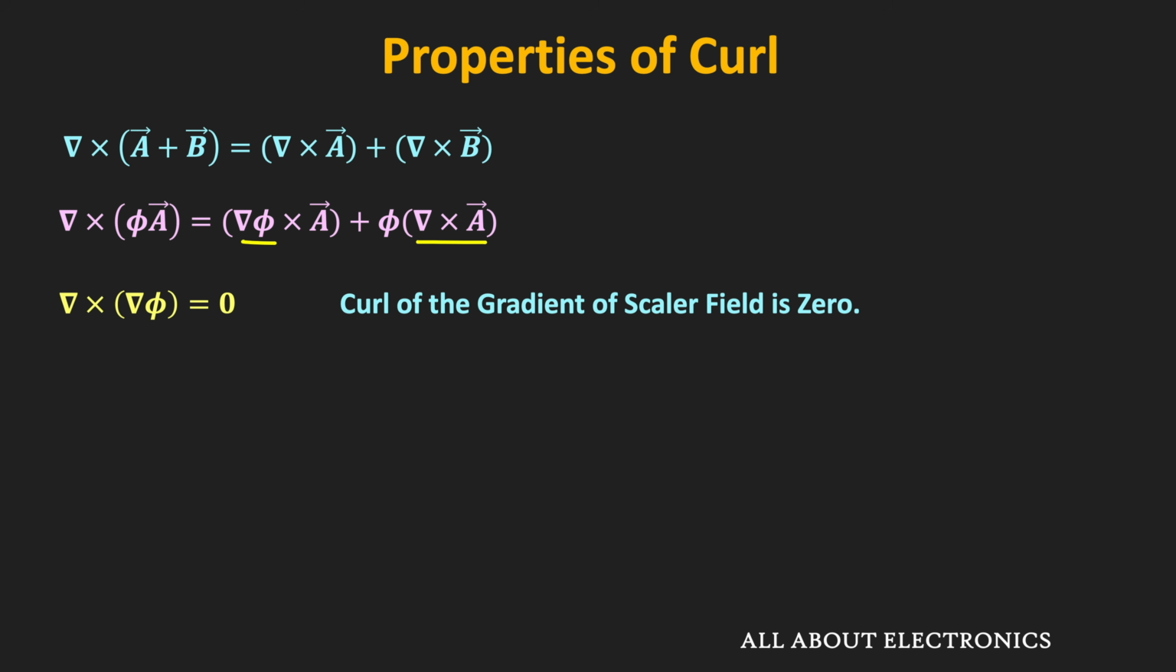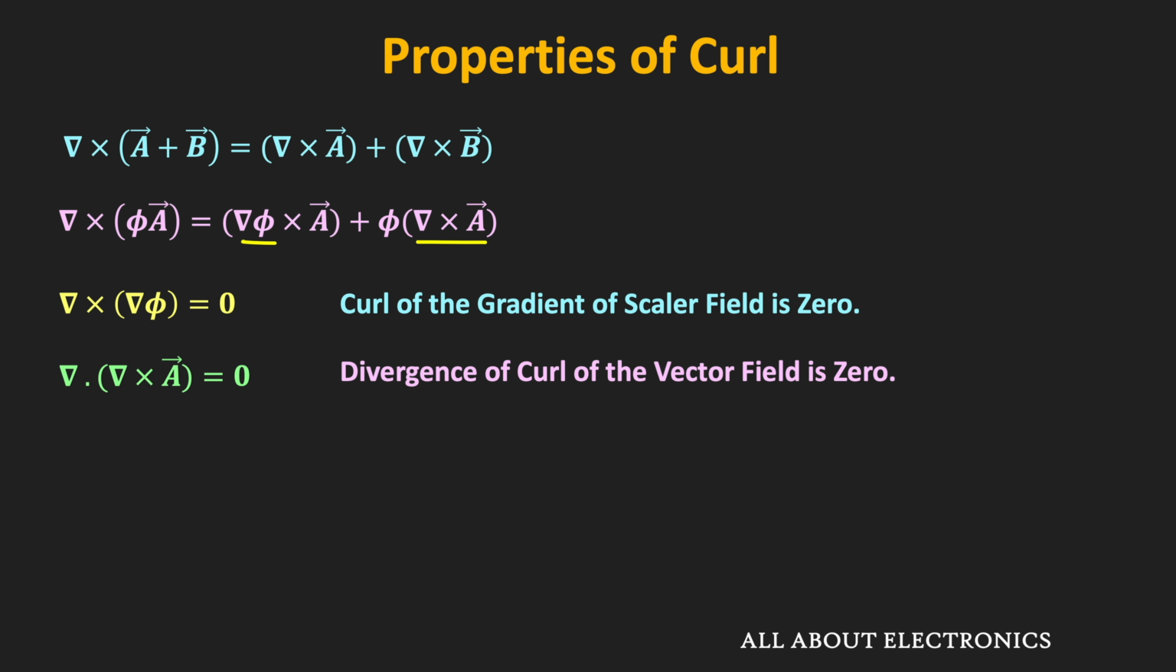To be precise, we can say that the curl of the gradient of the scalar field is equal to 0, where this phi represents the scalar field. And likewise, the divergence of the curl is also equal to 0. To be precise, we can say that the divergence of the curl of the vector field is equal to 0, where this A represents the vector field. These two properties are very important and we will discuss more about them in the later part of the video.